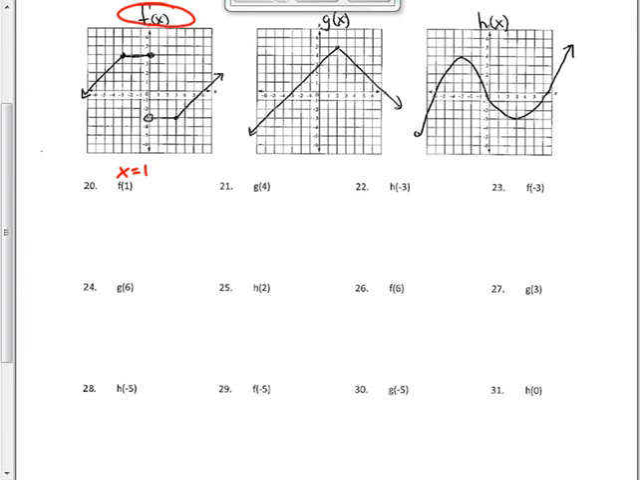Here's the f graph. At x equals 1, I can follow this down, and my y value is down here at -3. Okay, so that's all I need to figure out. That's what I want to find in this graph: at the x value, what is the y value? So then I move on to g of 4, so I'm looking at the g function at x equals 4, which is over here. Follow that up, and I've got a y value of 3. Okay, so that's what they're asking us.